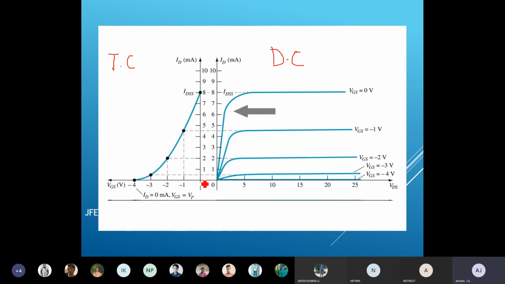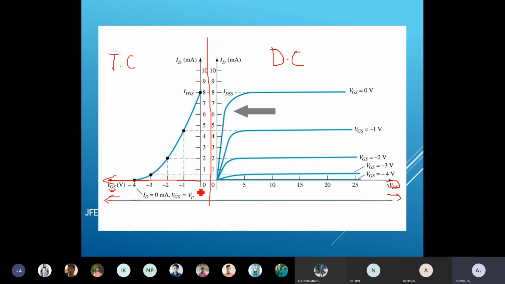I'm going to draw VGS on the x-axis. This is VGS and this is your VDS, so there will be a difference. This is a separate graph, I just kept it nearby, so don't think it is the same axis. This axis is different, this axis is different. But ID is the same: here also the y-axis is ID, here also the y-axis is ID. The x-axis here is drain to source voltage, and here it is gate to source voltage.